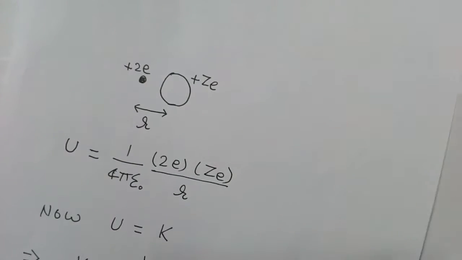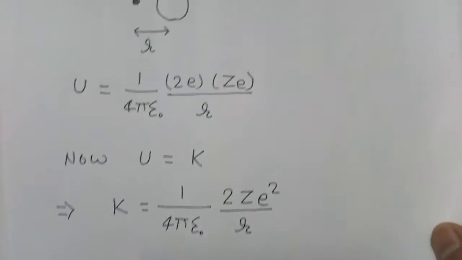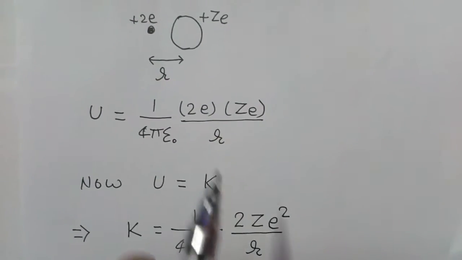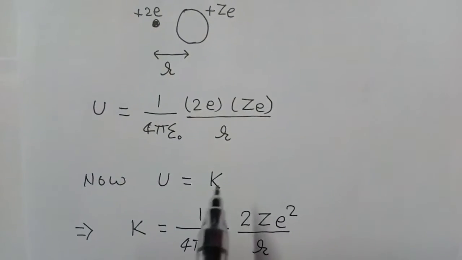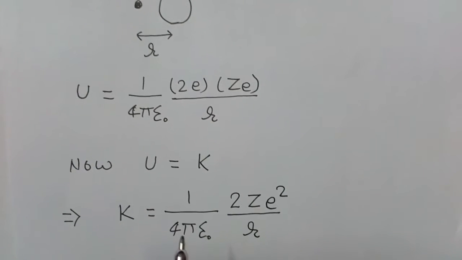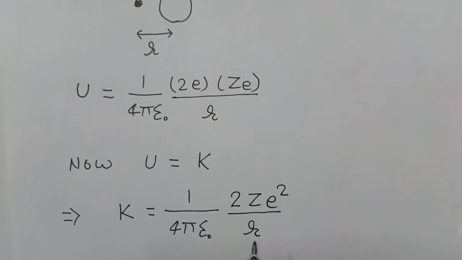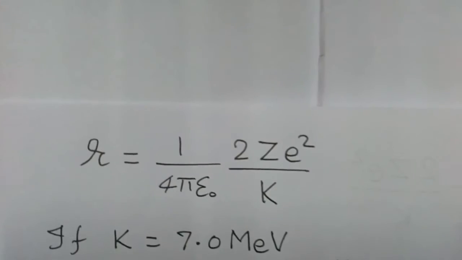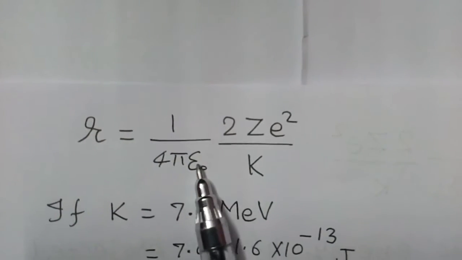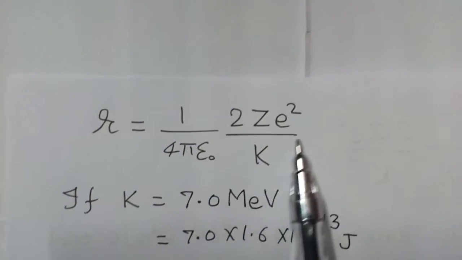Now here all of its kinetic energy has been converted into potential energy. So U is equal to K. So K is equal to 1 upon 4 pi epsilon naught 2Ze square upon r. Therefore r is equal to 1 upon 4 pi epsilon naught 2Ze square upon K.